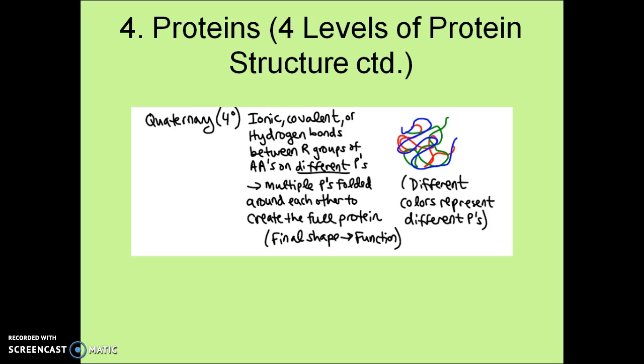For example, antibodies, which are used in your immune system, are usually shaped like a Y. The reason they're shaped like a Y is the branches of the Y are able to latch on to a bacteria or virus, and they're able to hang on and actually mark that bacteria or virus for destruction by the rest of the cells in your immune system. Crazy. So the antibody protein is shaped like a Y so that it can latch on to bacteria and viruses and mark them for destruction.